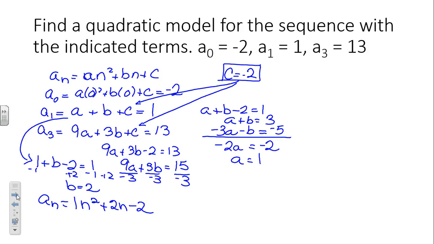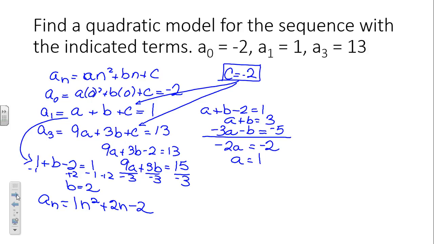So not much different than yesterday. It's just that we don't give you a sequence. We give you 3 terms, and they may not be the first, second, and third term. So your matrix, if you're using the matrix equation, A times X or A inverse times B, you'll have to modify your coefficient matrix in your graphing calculator.